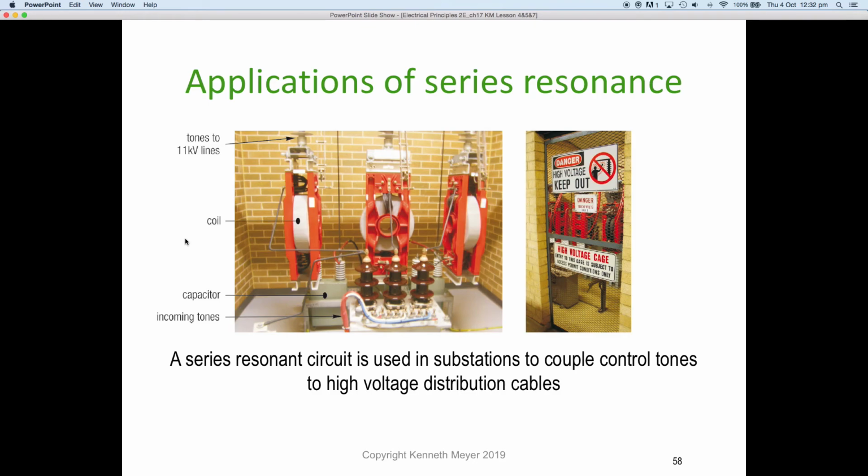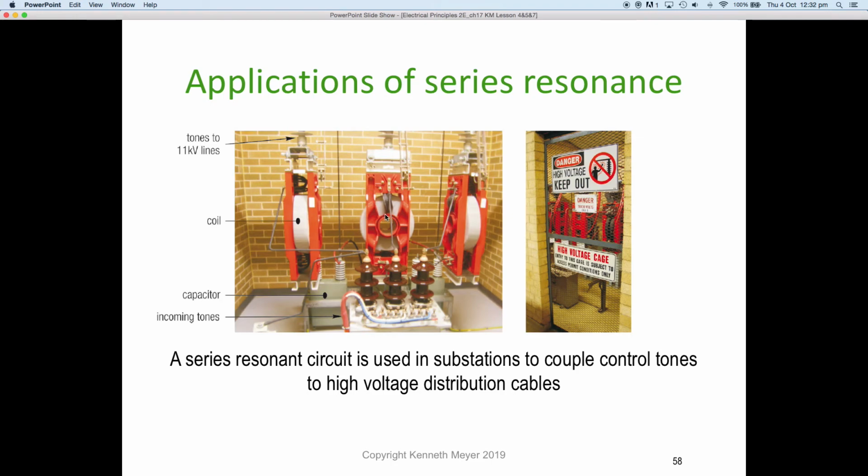Applications for series resonance, and here you can see coils. There's 3 of them, one for each of the 3 phases. There's a capacitor, and here are the incoming tones. And what they're doing here is they're injecting particular frequencies onto the mains. So they've got the tones coming in through this cabling here. It's being injected through this combination of these capacitors. You can see the capacitors, there's 2 of them sitting in the back of the circuit there. These inductors, and then up to the 11 kV.